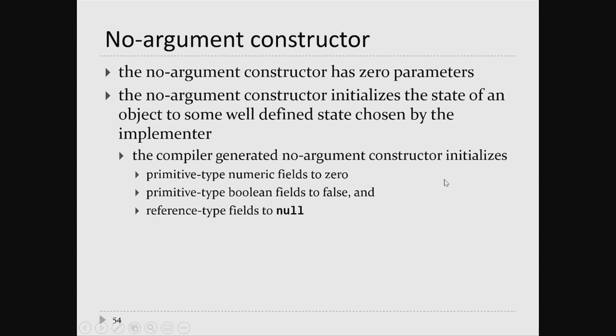Now, the compiler makes one for you if you don't have any constructors. So what does the compiler-generated no argument constructor look like? If you have a primitive type numeric field, that gets set to 0. If you have a primitive type Boolean field, that gets set to false. And if you have any reference type fields, those get set to null, where null means no object.